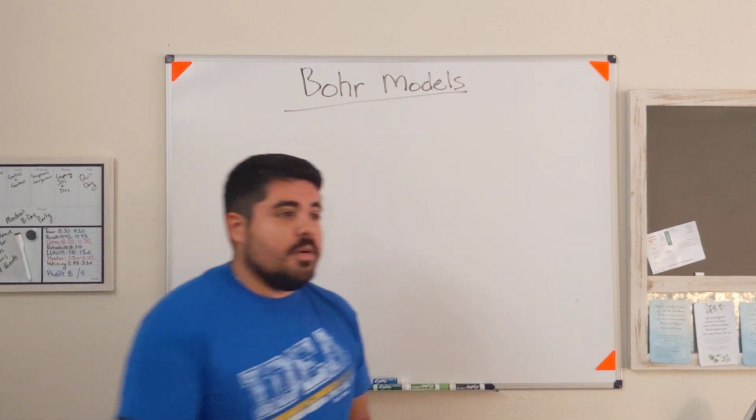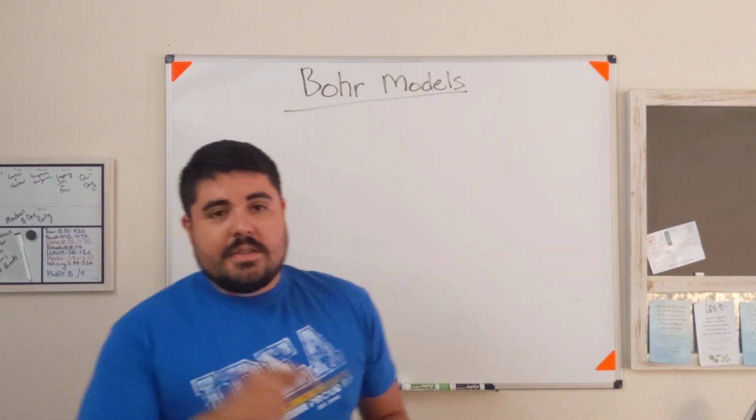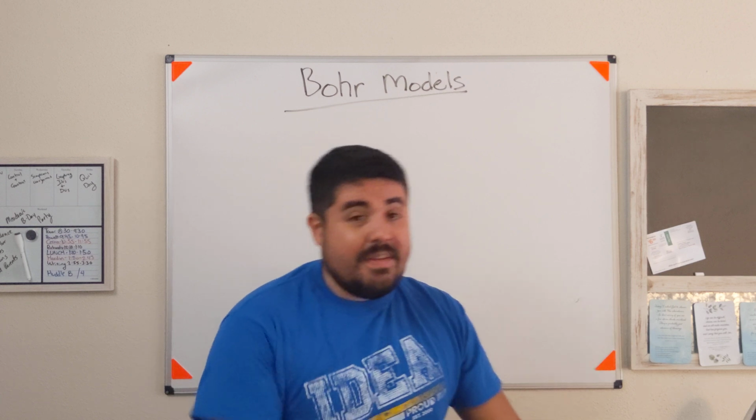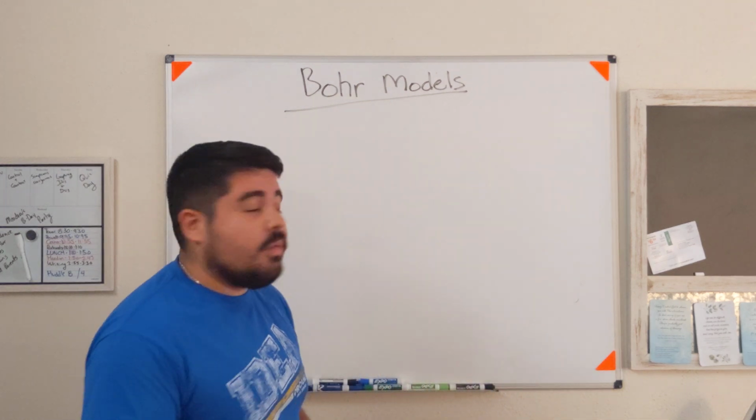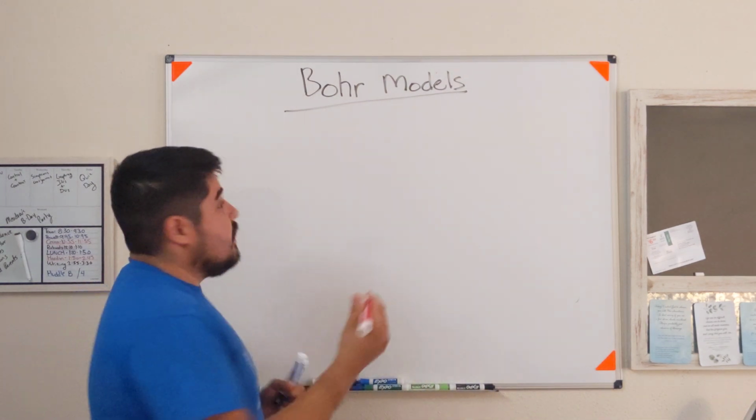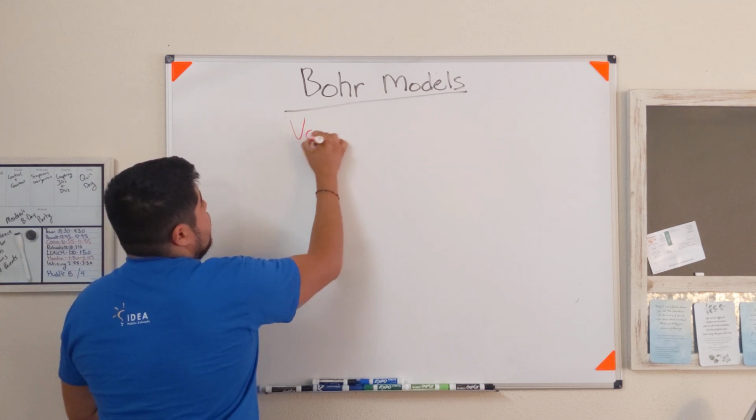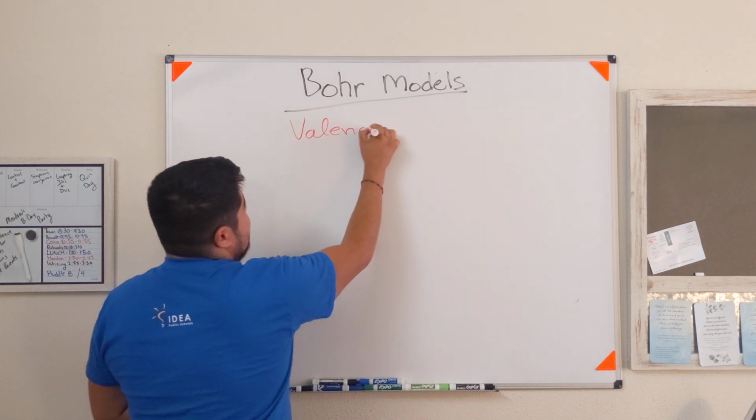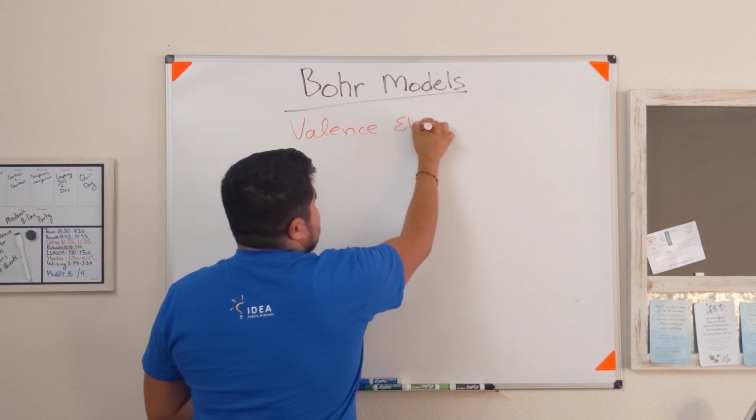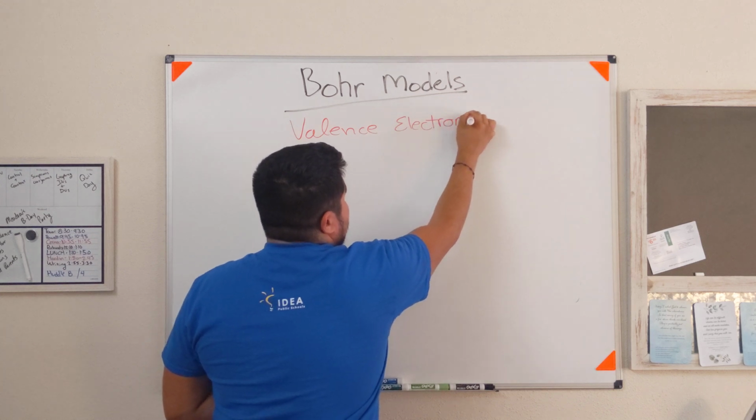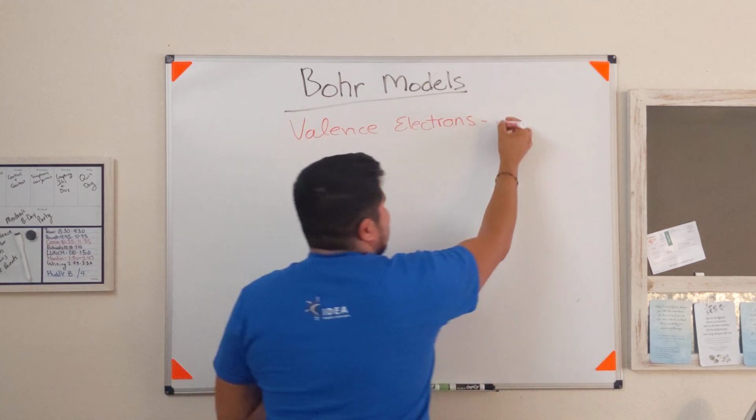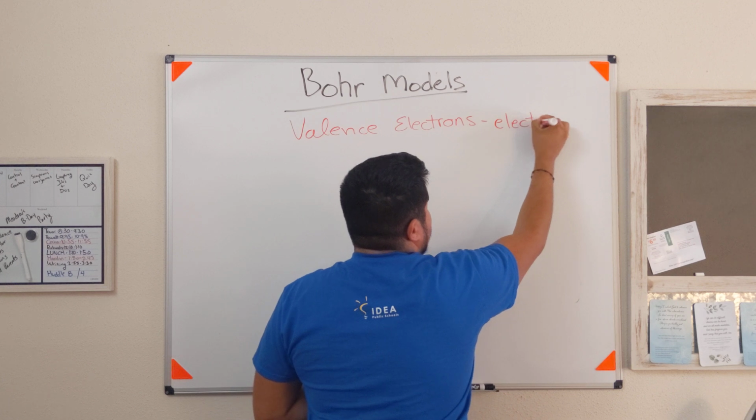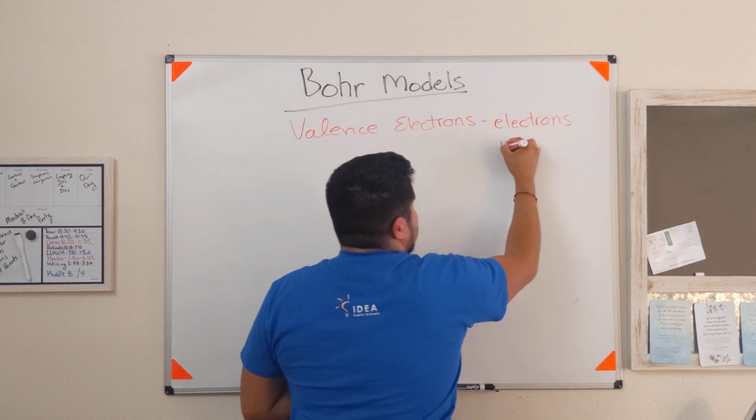Alright guys, so what we're going to do today is identify valence electrons. Our key one here is our Bohr models. We're going to start off with our first term. Again, these are valence electrons, not balance, valence. This is just a fancy term for the electrons in the last shell.